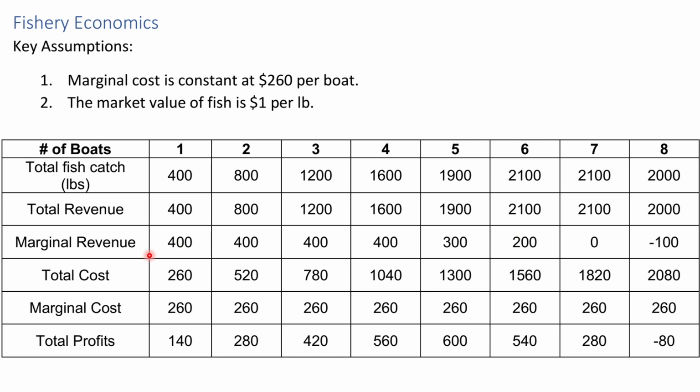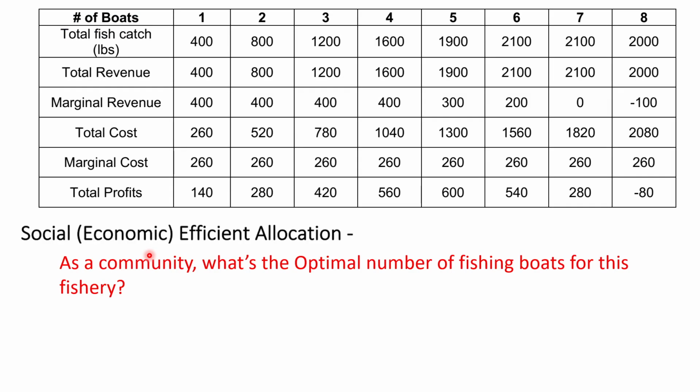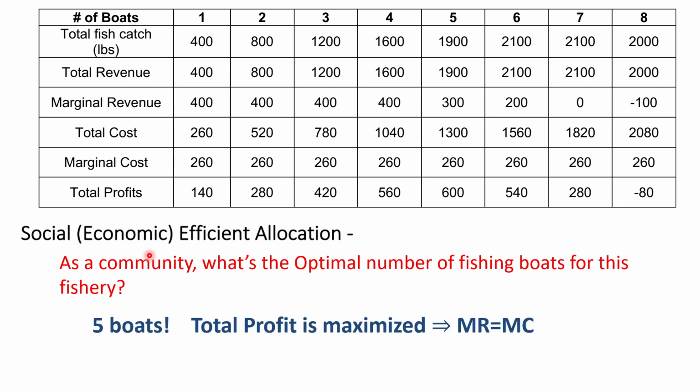Then we can clearly see what should be the socially economically efficient allocation. In other words, as a community, what is the optimal number of fishing boats for this fishery? That would be 5 boats because at 5 boats, total profit is maximized. Now a lot of times you're not going to have total profit all calculated and laid out like this. So then how else could you tell?